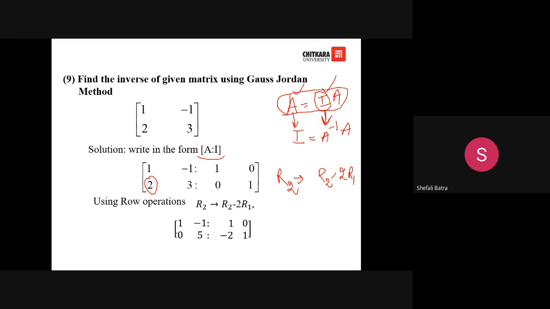Right? To make it identity, I need this entry as 1. So what will you do? You will multiply this row with 1 by 5. Right? So you are doing so. After doing this, you will be at this step. Now, for identity matrix, this entry must be 0. So you will write R1 implies R1 plus R2.